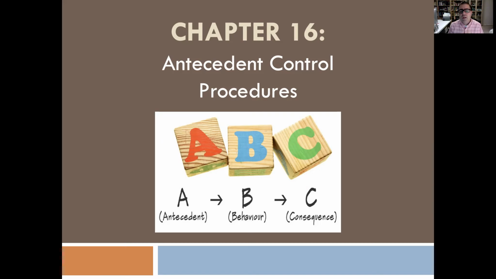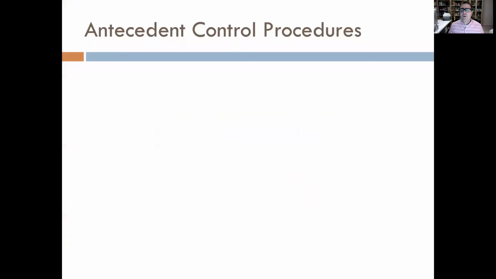Today we'll be talking about how we manipulate the A, or the antecedent, the conditions or the variables that are present when the problem behavior occurs. Someone may refer to them as the variables that may trigger problem behavior. So how can we eliminate those variables or modify them so they no longer trigger the problem behavior? So antecedent control procedures, again, are based on the information that we obtain from the functional assessment.